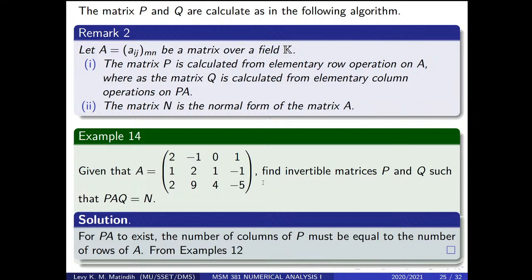Now, let's look at example number 14. What remark number 2 is saying is just what I've been saying. If we have a matrix A of order M by N over the field K, then the matrix P is calculated from elementary row operations on A, whereas the matrix Q is calculated from elementary column operations on the product PA. The matrix N is the normal form of the matrix A in that formula.